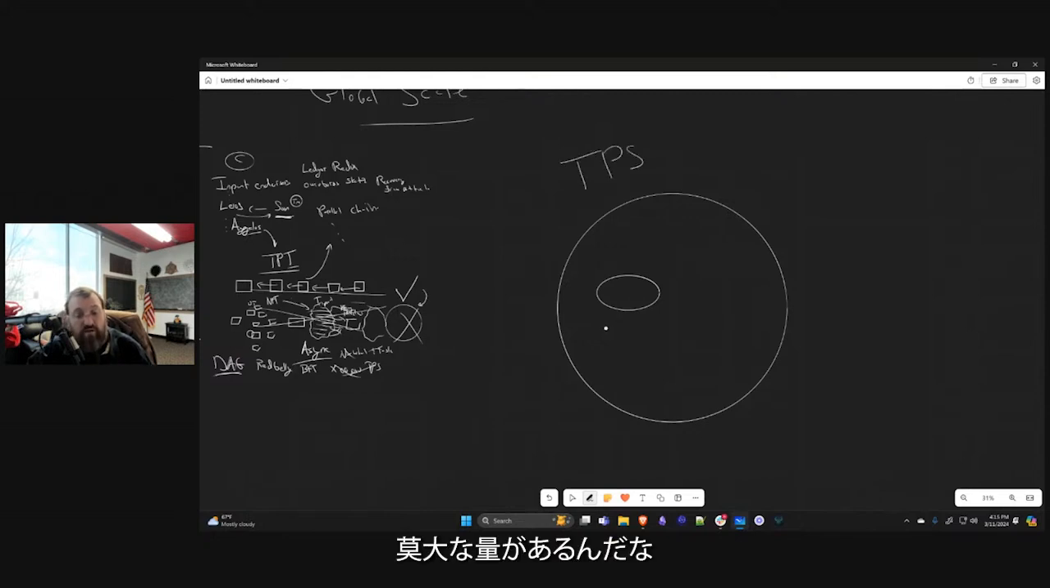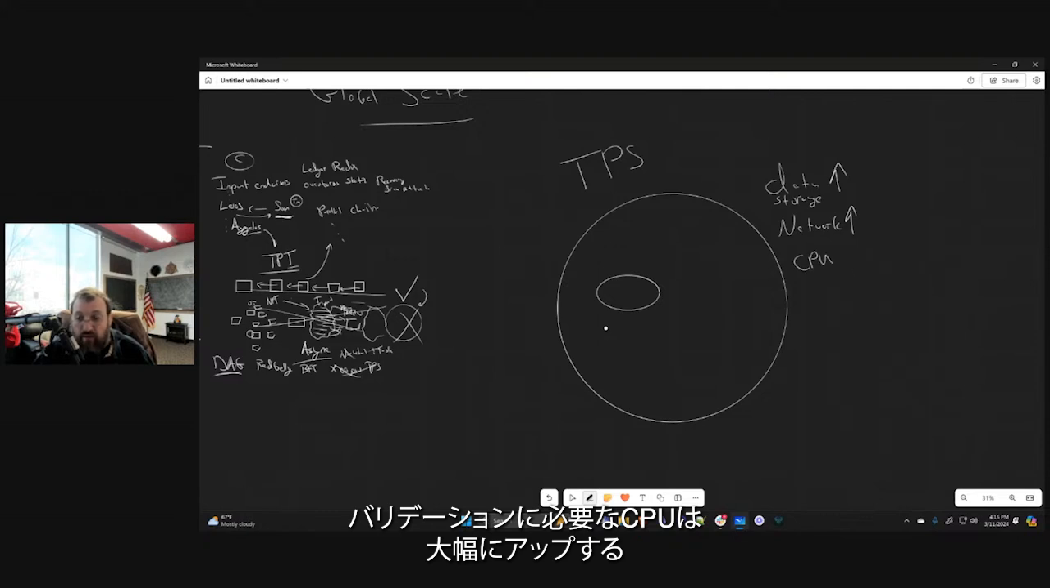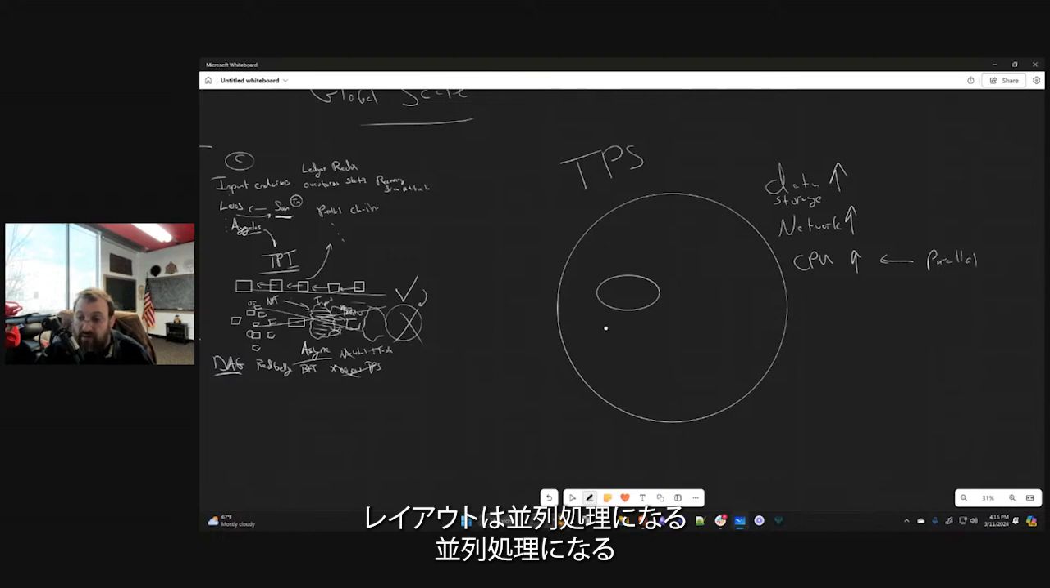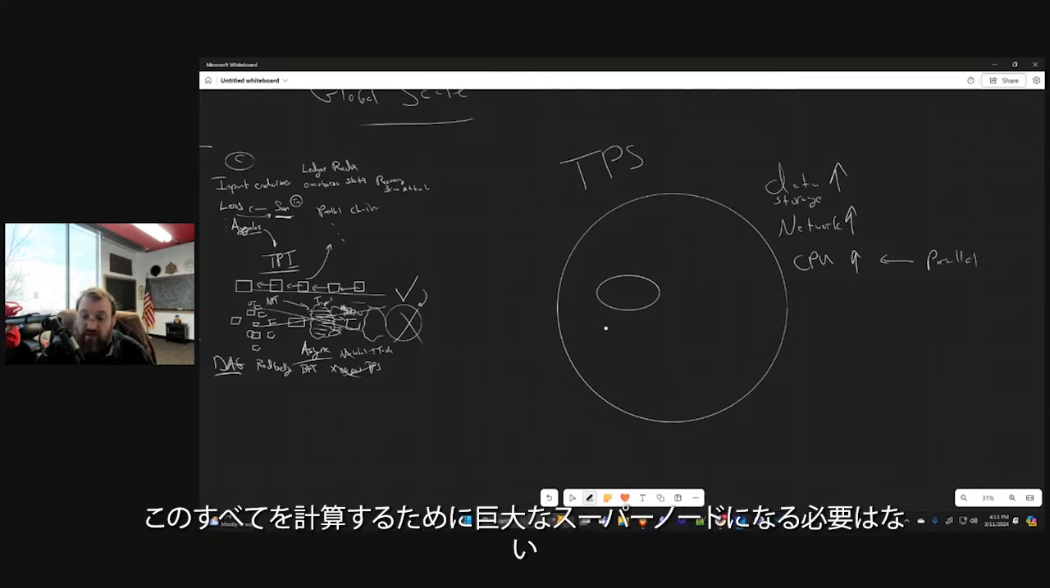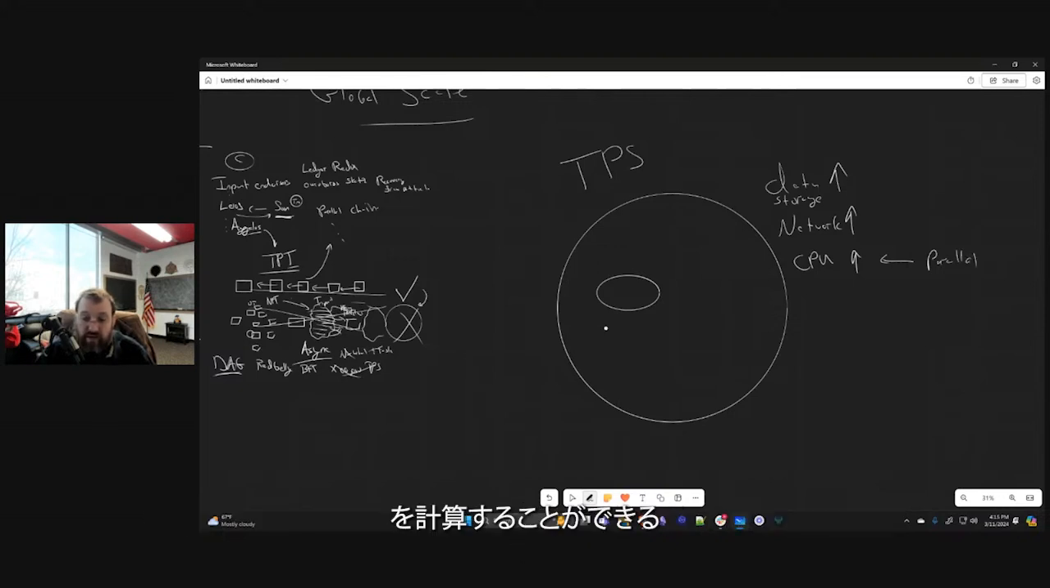You have an enormous amount of stuff. Okay. So your data requirements go way up. Your data storage, your network requirements go way up. Your CPU requirements for validation go way up. Laos makes this a parallel process where basically people don't have to be gigantic supernodes to calculate all of this, but they can actually do that in that big blob here. And then there's just a higher overhead there.